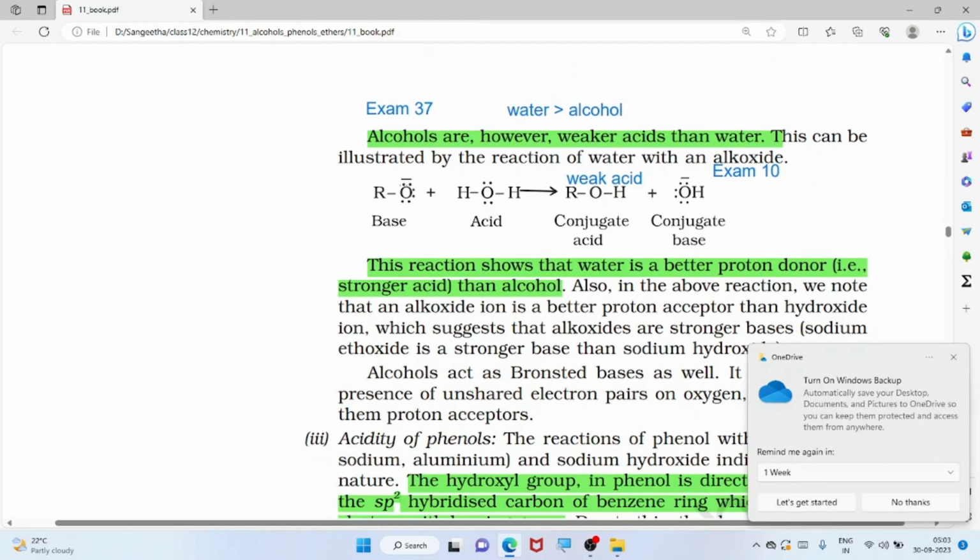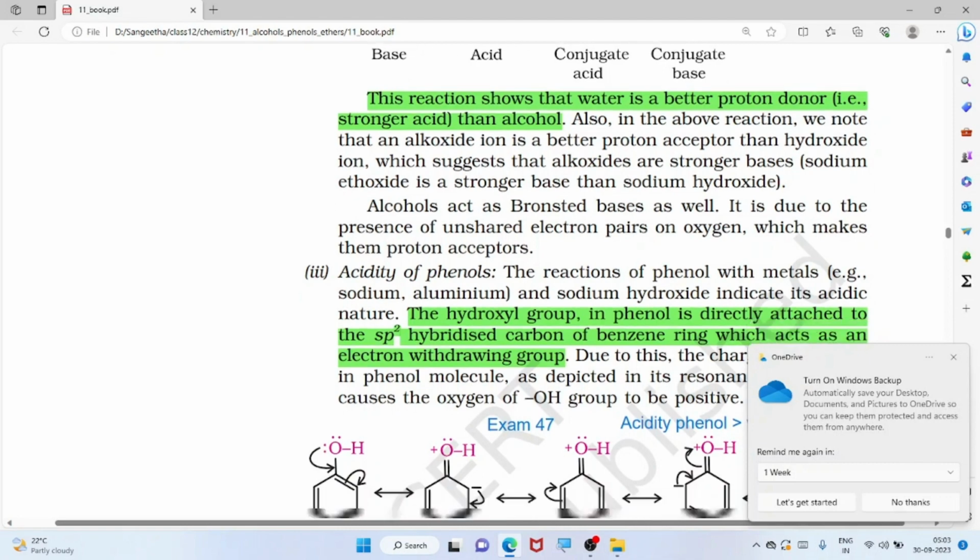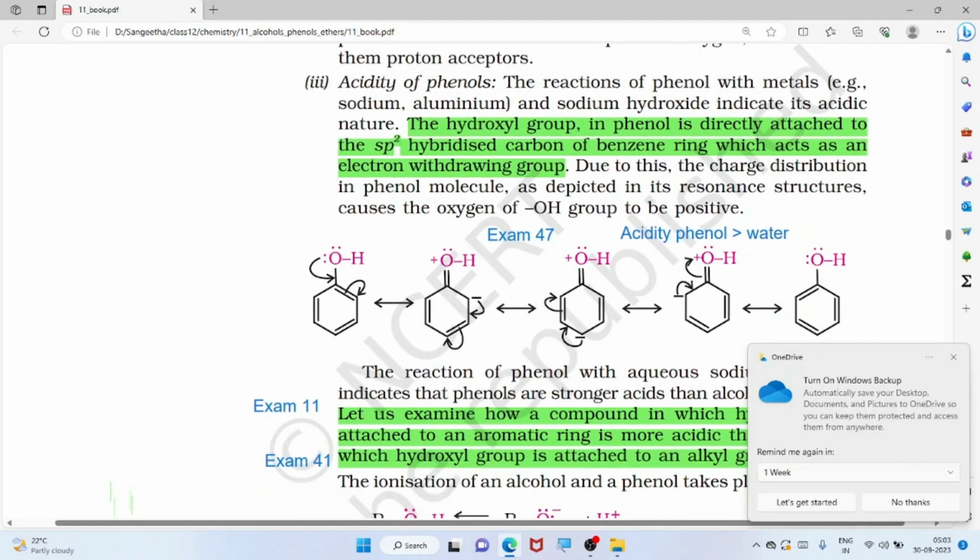So the water is more acidic than the alcohol. Water is a better proton donor than the alcohol, more acidic. Phenol is more acidic than the water.